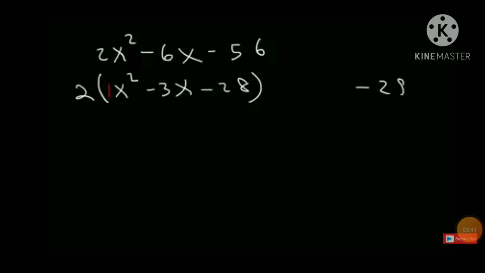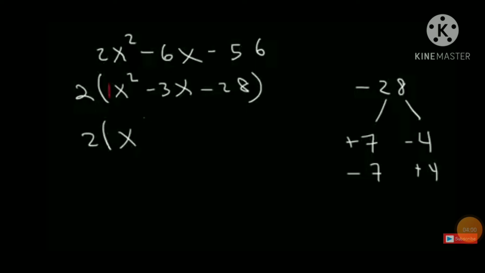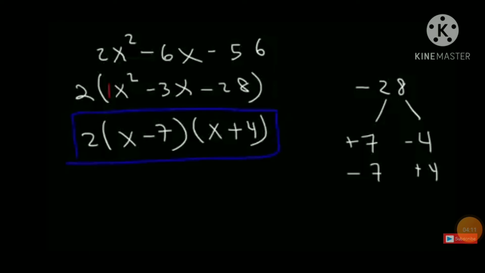So now let's find two numbers that multiply to negative 28 but add to the middle coefficient of negative 3. Well, we know 7 times 4 is 28. If we try positive 7 and negative 4, that adds up to positive 3. But negative 7 and positive 4 adds up to negative 3. So the answer is going to be 2 times x minus 7 times x plus 4. And so that's it for this example.